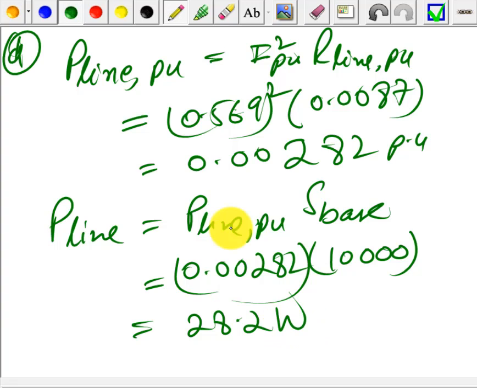So here we have seen that we don't have to transform the impedances towards the primary side or secondary side. We can still analyze our system with the transformer by using these per unit values very easily and accurately.